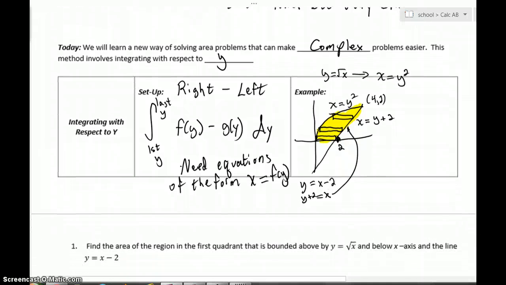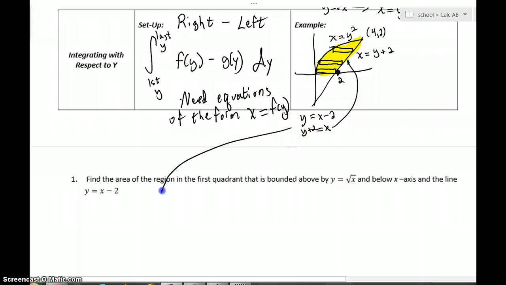And using this setup right now, I'm going to feed in and say maybe we could set up this problem. I'm going to go from my lowest y value, which happens to be 0. What about my highest y value? The highest y value I hope you can see is 2. Look at the top intersection point. It's 4, 2, but I'm going to write the y coordinate. I'm integrating with respect to y.